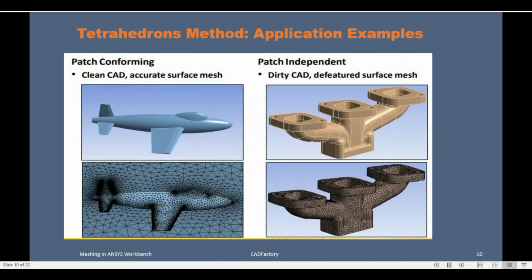Now this is the application of the patch independent and patch conforming methods. When you have a surface body which is very clean and without any features like short edges or duplicate faces, then you can use the patch conforming method. And when your body is very complex and it has a number of features like fillets, chamfers, and edges, then in this case we can use patch independent, right?